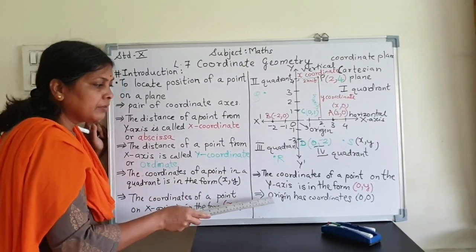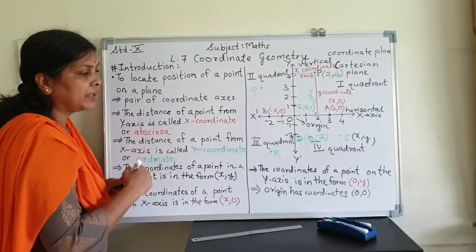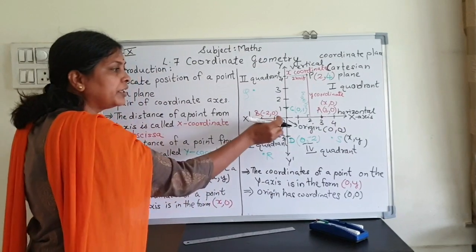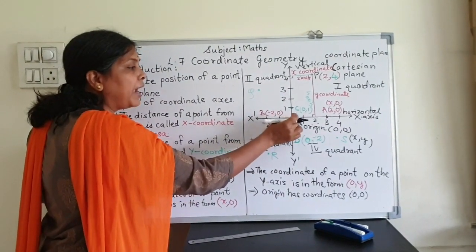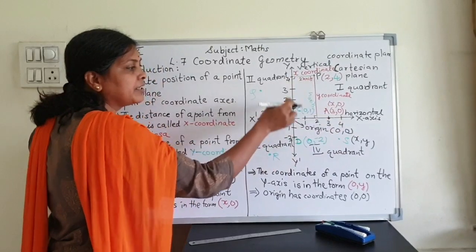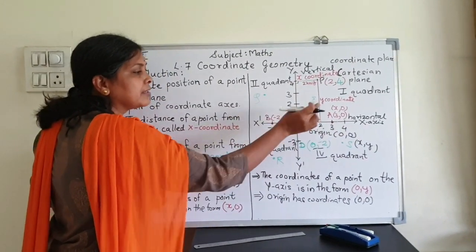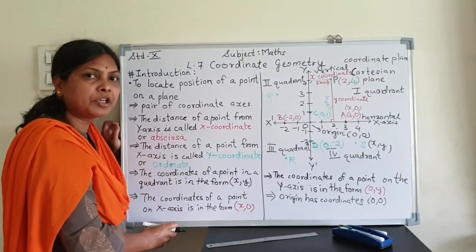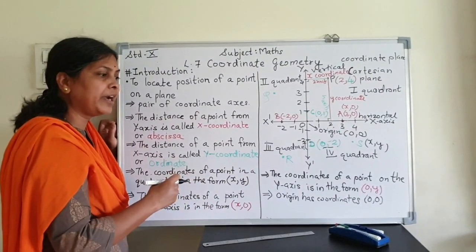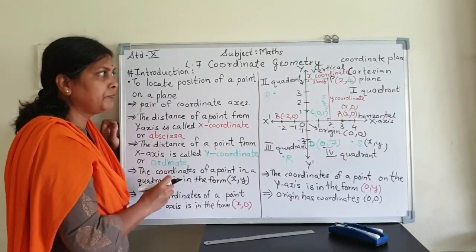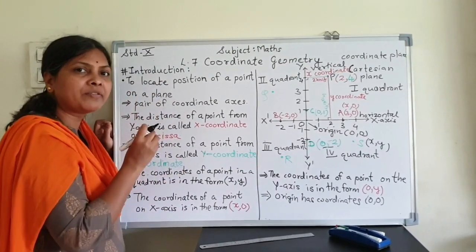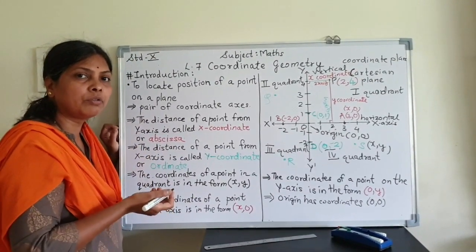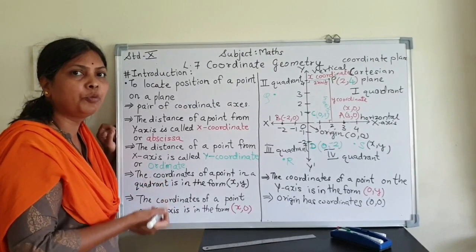Next, the coordinates of the origin are in the form (0, 0), because the distance of this point from the y-axis is 0, that's why the x-coordinate is 0, and from the x-axis is also 0, that's why the y-coordinate is 0. So this was the revision of the previous grades. Now let's see a few more things in the introduction part of what you have studied, and then we will see what you are going to learn in this chapter, the new part.